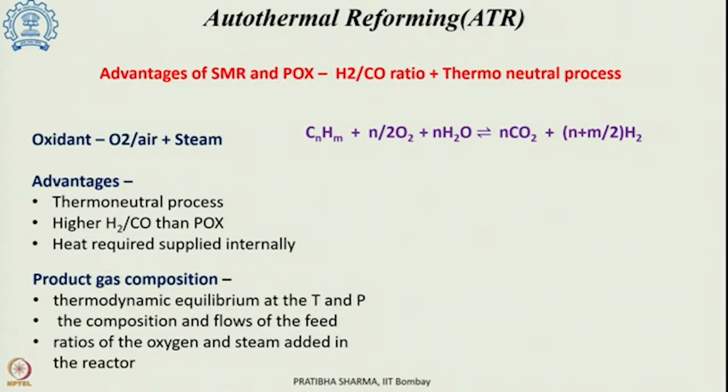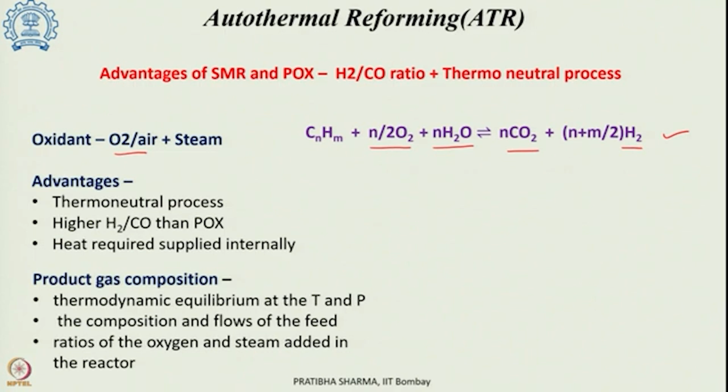So the advantage of partial oxidation, that it was an exothermic process, is being carried in autothermal reforming. At the same time, the higher H2/CO ratio, which is an advantage of SMR, is also being carried in autothermal reforming. Now the oxidant which is used is oxygen or air along with steam. So the hydrocarbon undergoes partial oxidation, and along with the steam oxidant it gets converted into carbon monoxide and hydrogen.